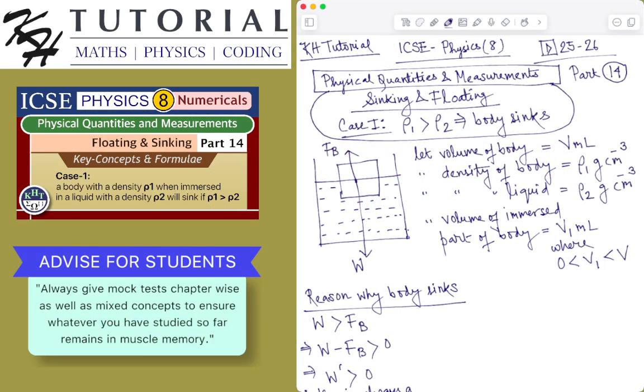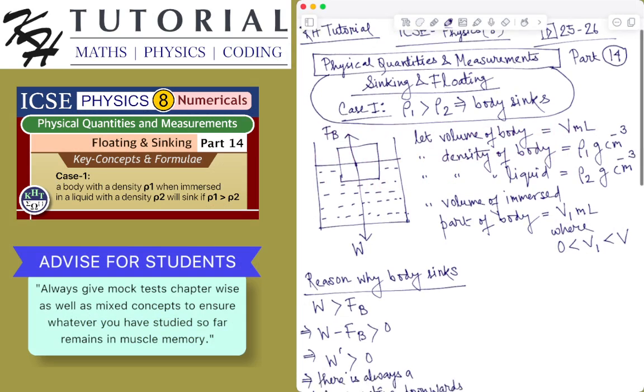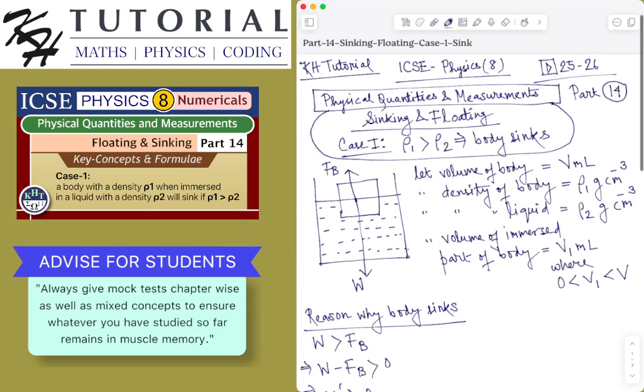Okay, so I have prepared very quick notes and a diagram to explain that if rho 1 is the density of the body and rho 2 is the density of the liquid, we are considering the CGS unit system. So let the volume of the body be V mL, and the density of the body be rho 1 gram per centimeter cube, and density of the liquid be rho 2 gram per centimeter cube, where we know that rho 1 is greater than rho 2.